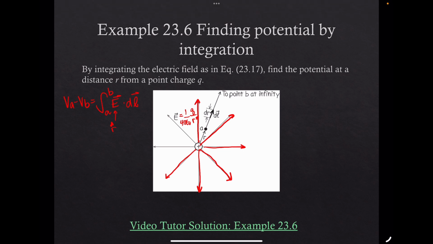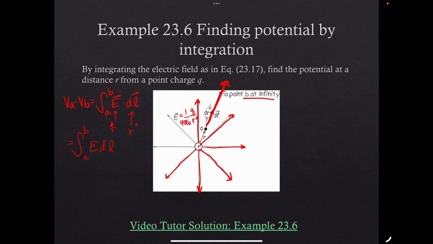What about dL? Well, where are we moving? What direction are we moving this? What direction are we trying to find the potential along? Okay, we're trying to find it between point A and point B at infinity. And so that dL is going to be in the very same direction as the electric field, right? In the R hat direction. So the direction of dL is also in the R hat. And so therefore that dot product goes away and just becomes the magnitudes. So VA minus VB is going to be the integral from A to B of E dl.